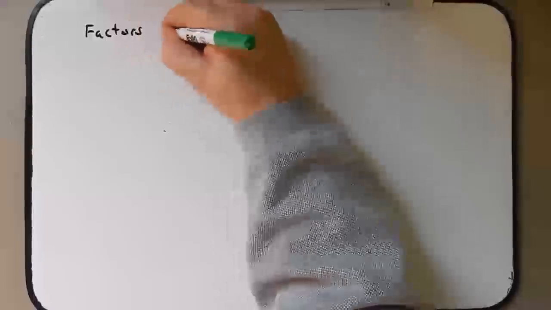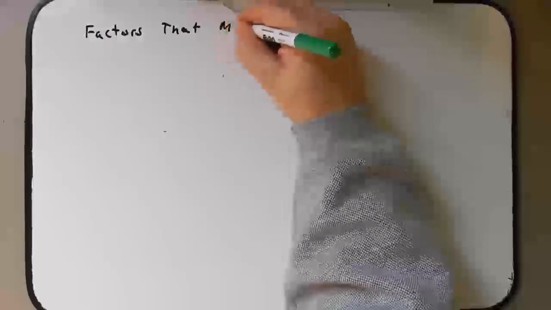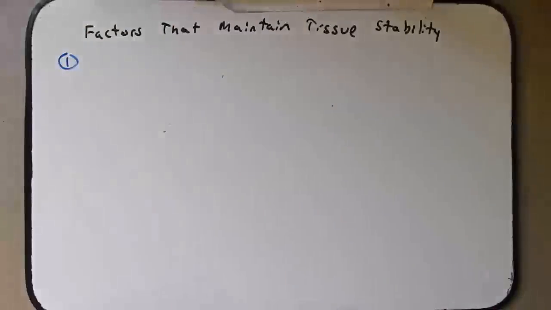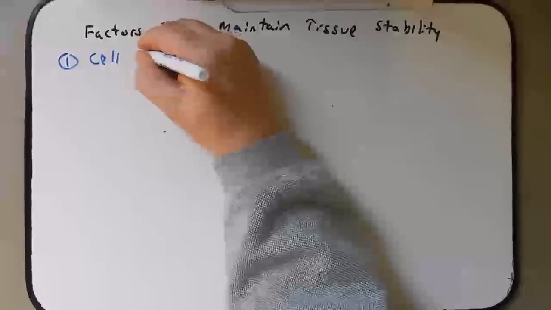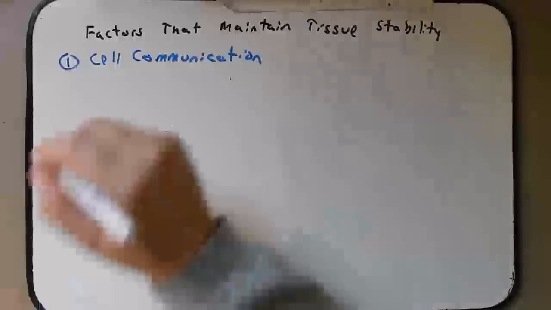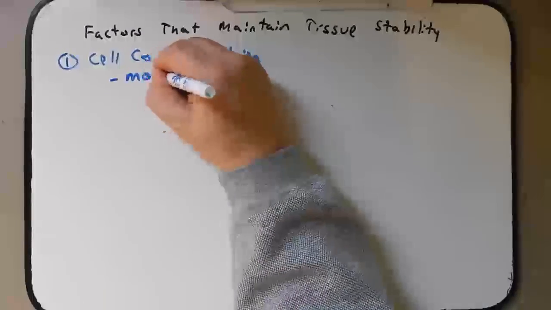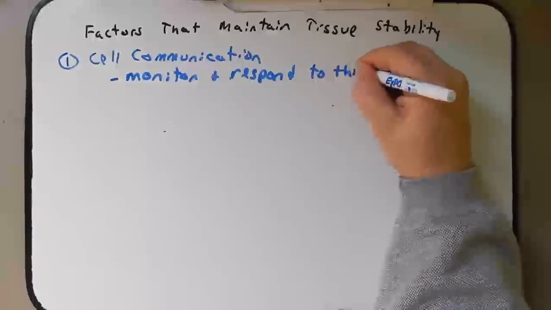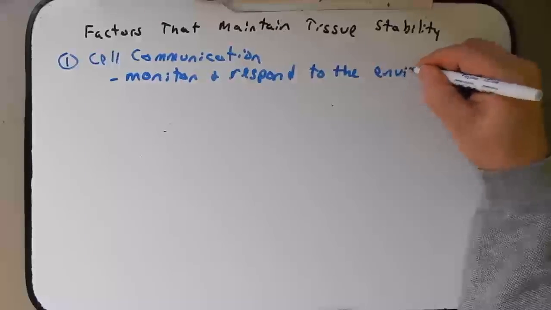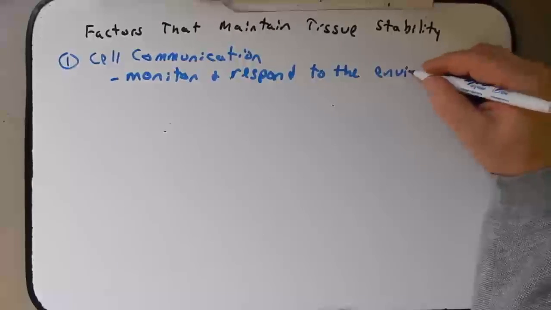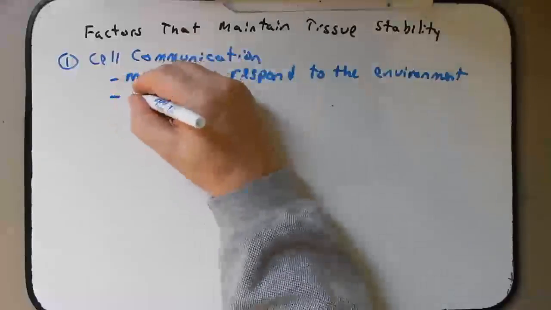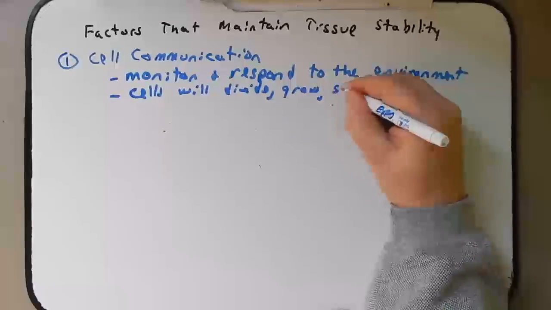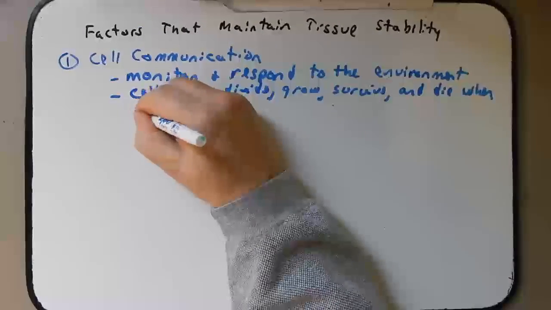So the factors that maintain tissue stability. The first is cell communication. Cells within the tissue monitor and respond to the environment, mainly through signals that they receive from neighboring cells. Through this cell communication, cells will divide, grow, survive, and die when needed to do so.